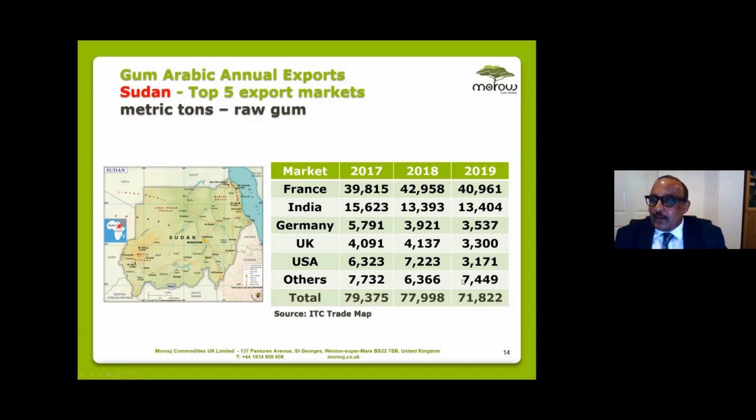So I'm showing that just to give you an idea. What is the market of the spray dried? How much of the gum arabic is being processed or spray dried? This figure shows around 70% of our gum is processed into spray-dried gum form.